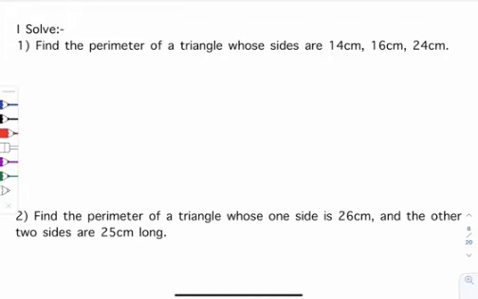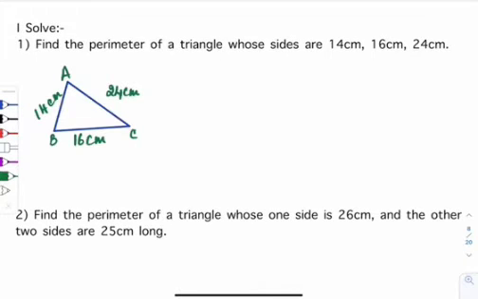Find the perimeter of a triangle whose sides are 14 centimeters, 16 centimeters and 24 centimeters. Now children, I have just drawn a rough diagram for your understanding. You need to assume that there is a triangle which has three sides, as I have mentioned in the figure. This is just a rough diagram, it is not construction, just for your understanding.